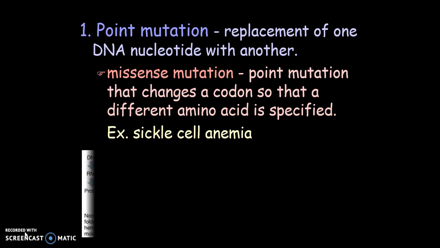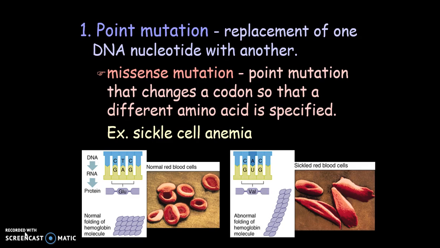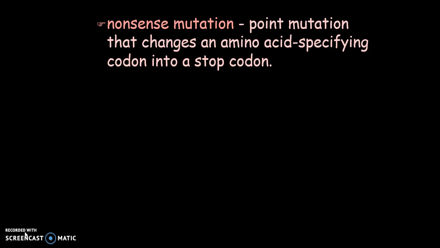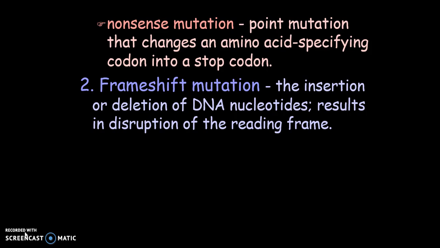An example of this is sickle cell anemia. Sickle cell anemia results from a single substitution in the DNA that codes for the production of hemoglobin. Adenine is substituted for thymine, which causes valine to be coded for instead of glutamine. This substitution is a problem because it produces an abnormal hemoglobin shape, which is more disc-like, and it will carry less oxygen.